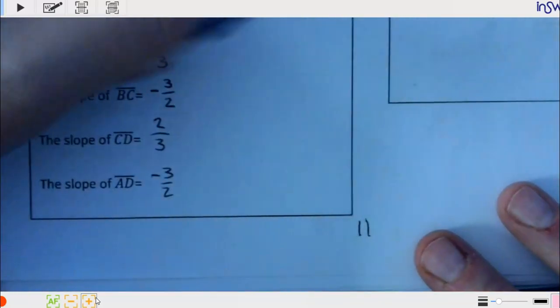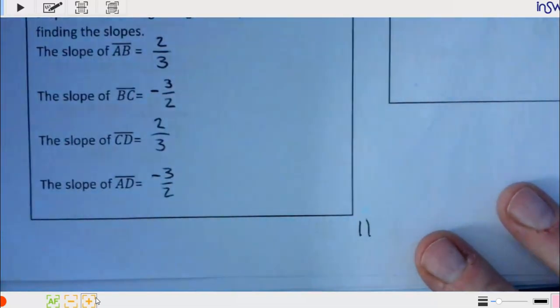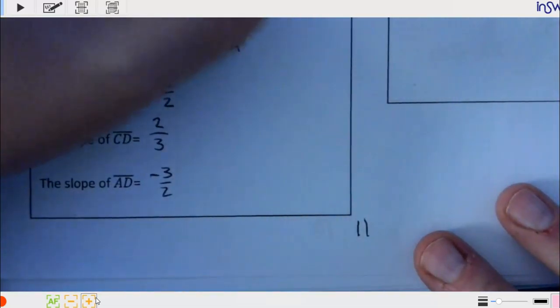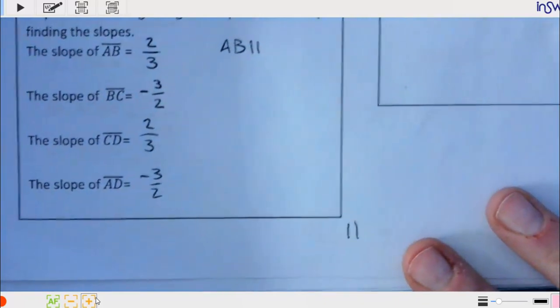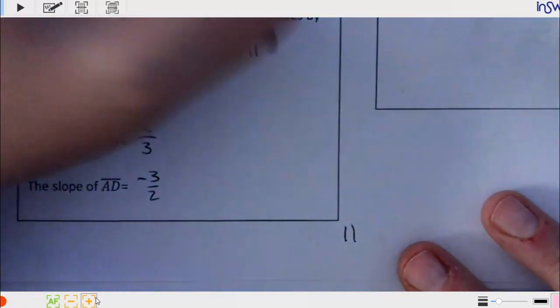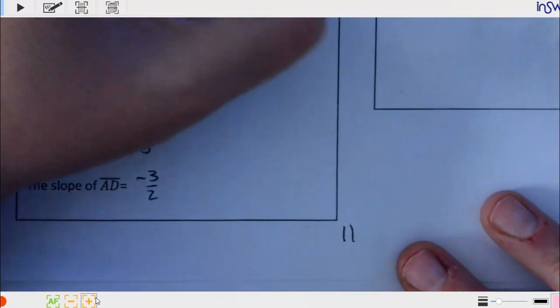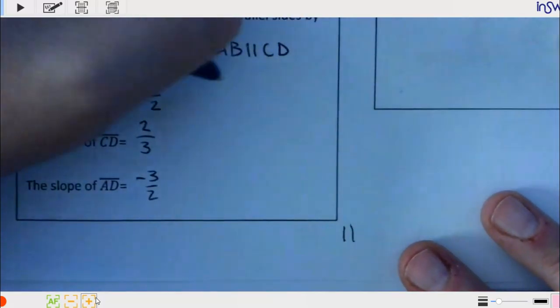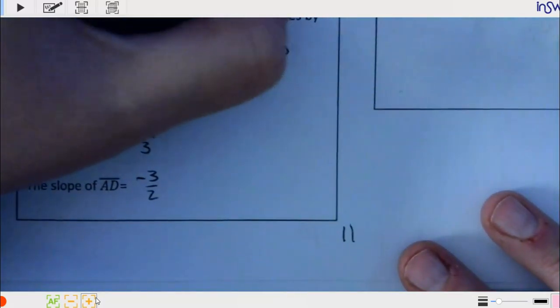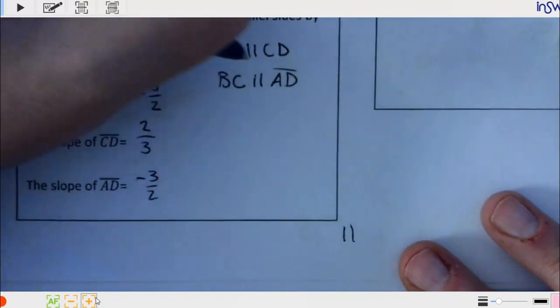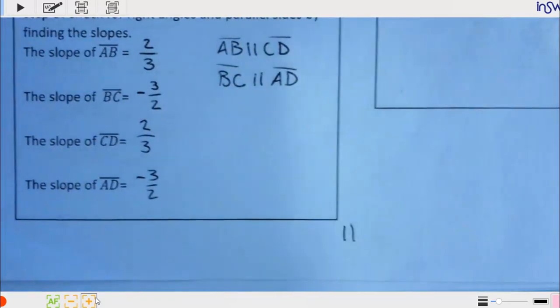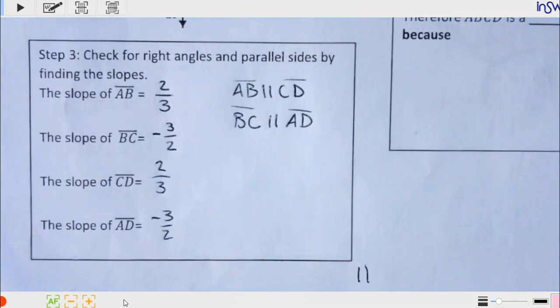We've got these opposite sides that are parallel. So like AB is parallel to CD. And BC is parallel to AD. So these are some things that we should be noticing.